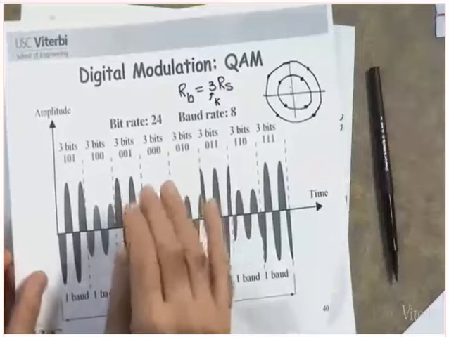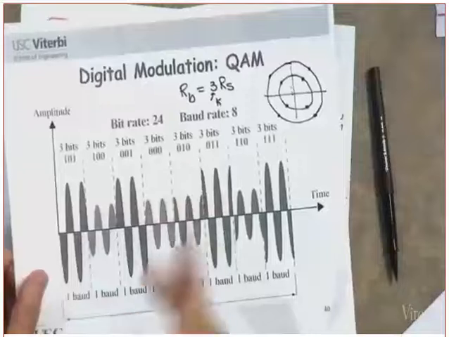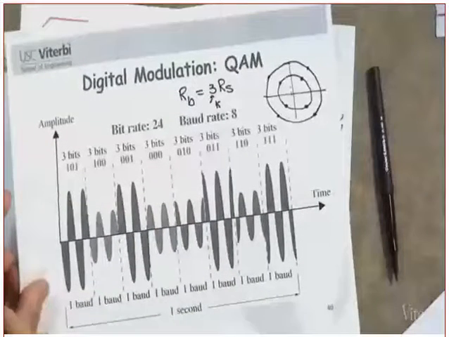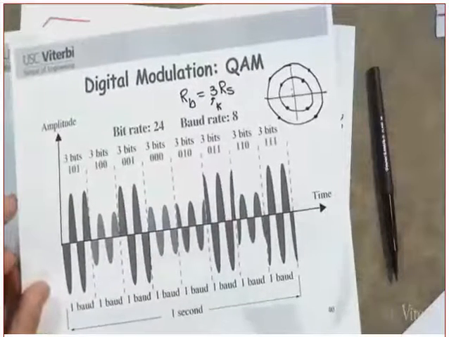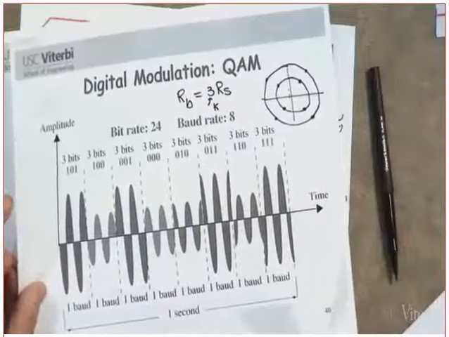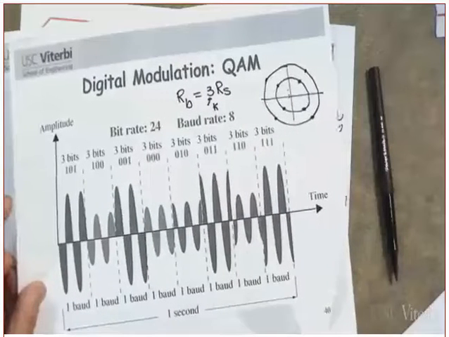It's bandwidth efficient. But it's not as power efficient as the MSK. But compared to the PSK, this performs a little bit better. By the way, you will simulate that. That is the topic of your first project, the MATLAB oriented.